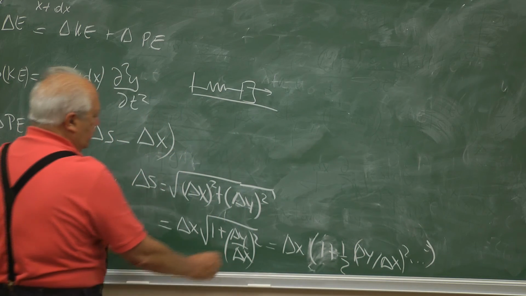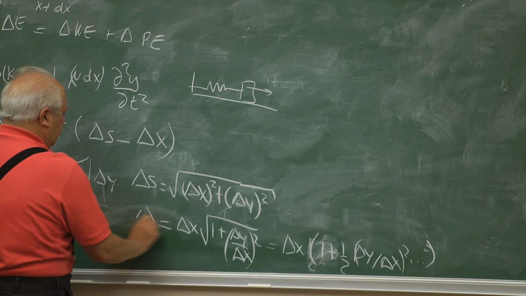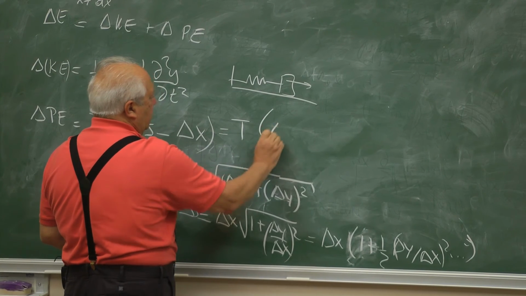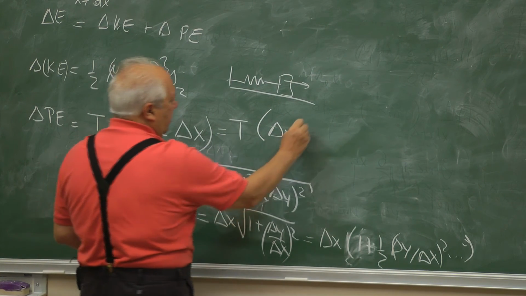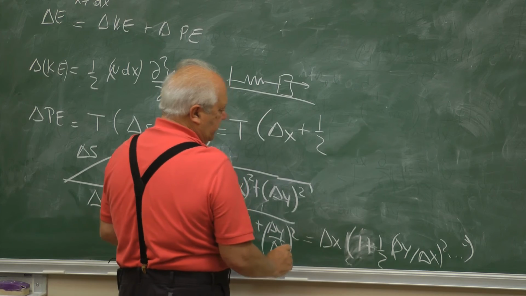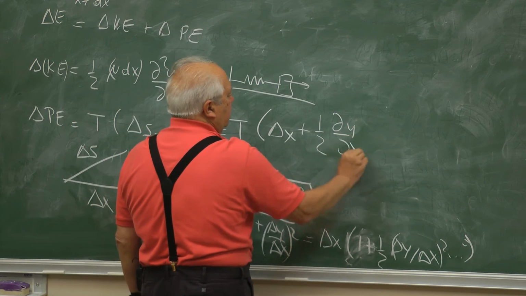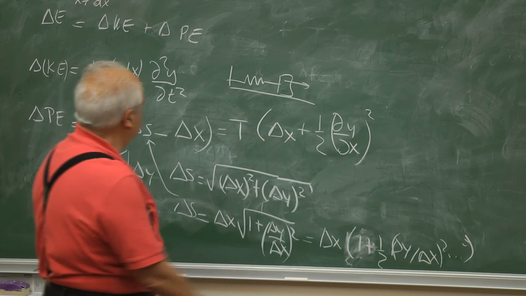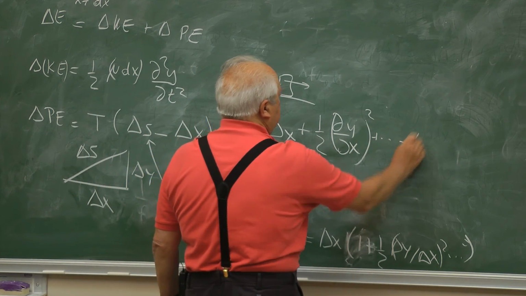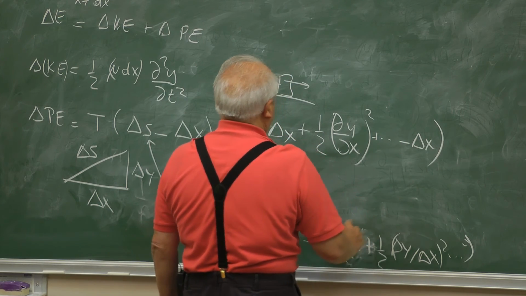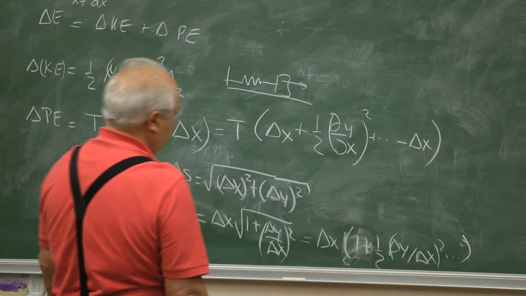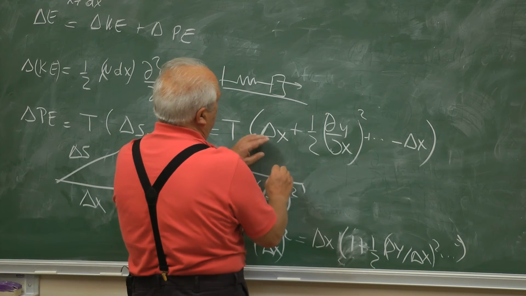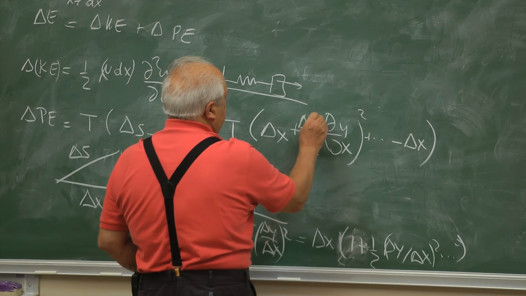All right, so we put this delta s into here. So it is T times delta x plus 1/2 (delta y over delta x) squared, minus delta x. There's a delta x here.